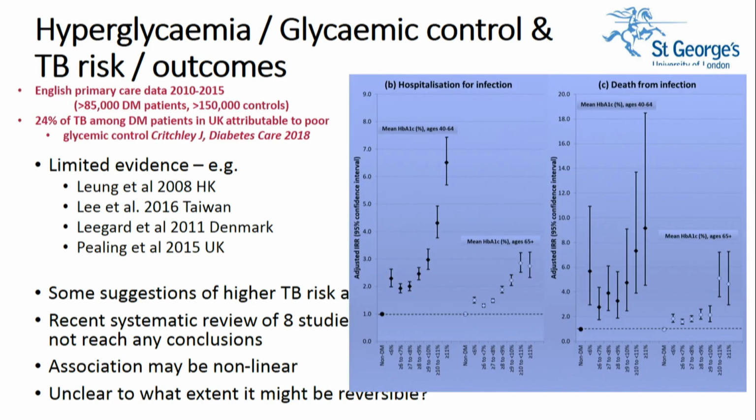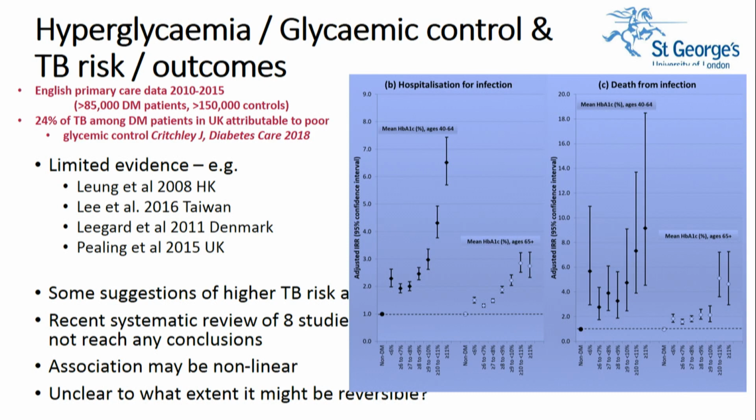Now, this slide here comes from English primary care data. You might make the point, which is very reasonable, that this is not the ideal population to consider TB and diabetes. But as was mentioned by Dr. Naveen earlier, I'm lucky to live in a country with good access to data. So this is what we were able to do.